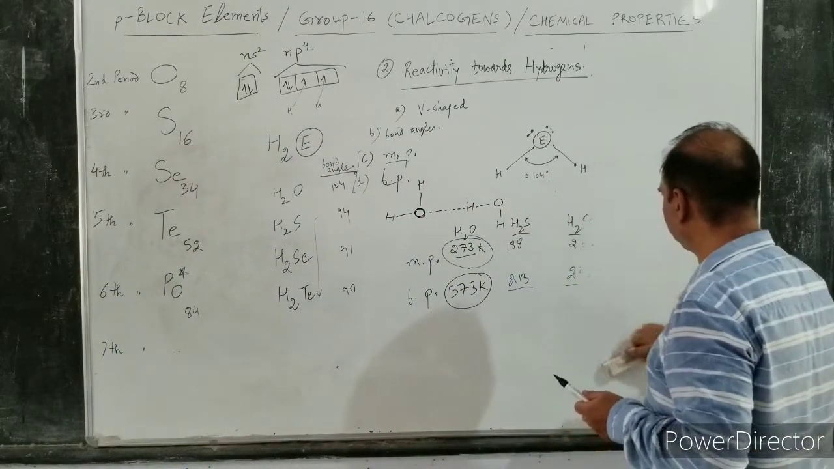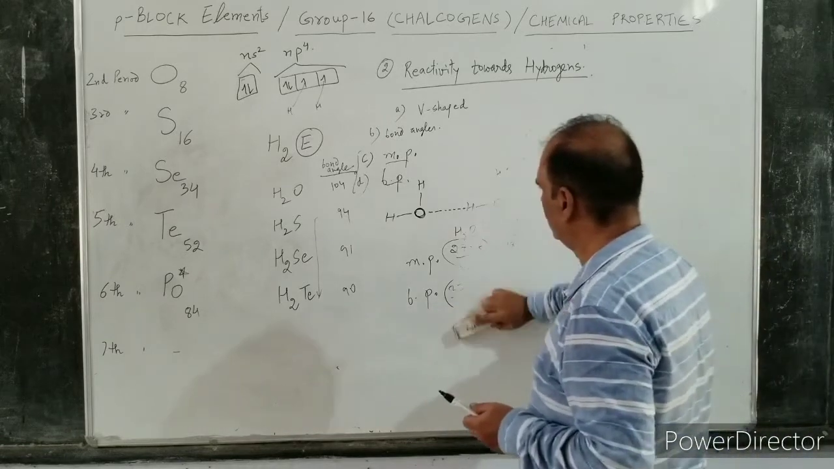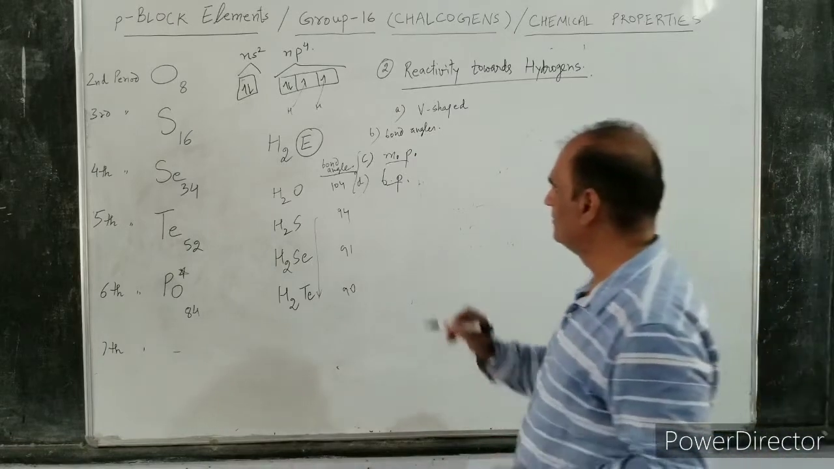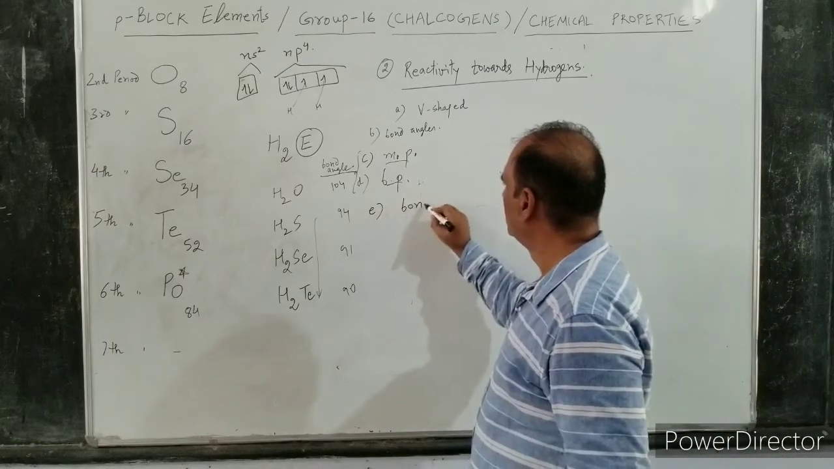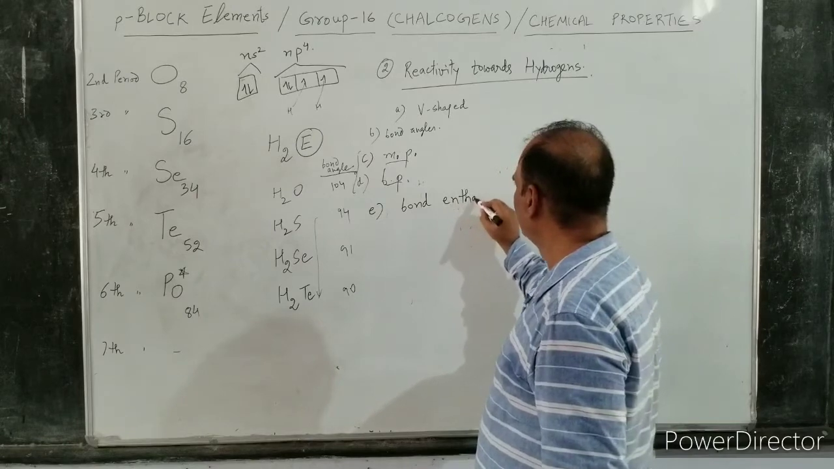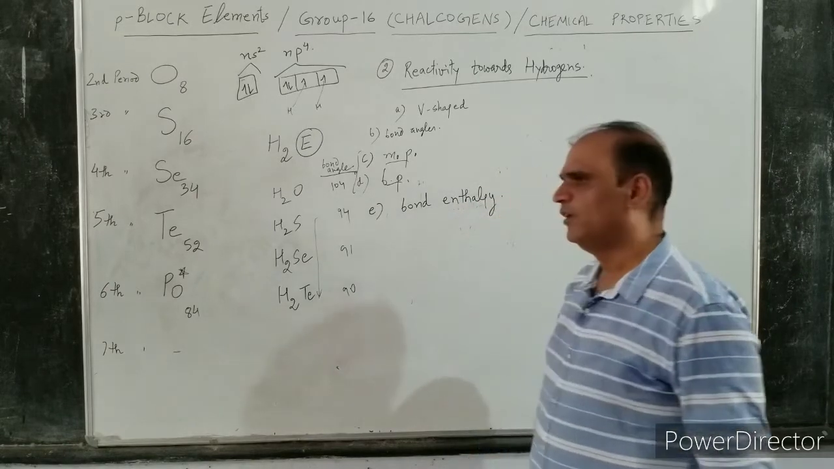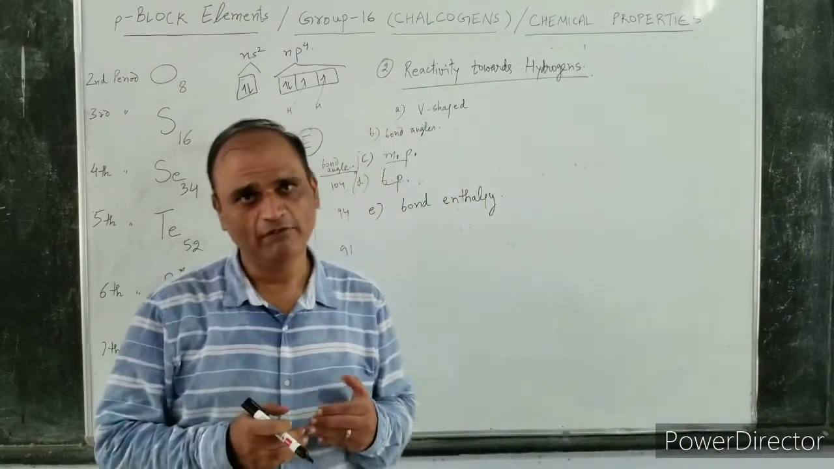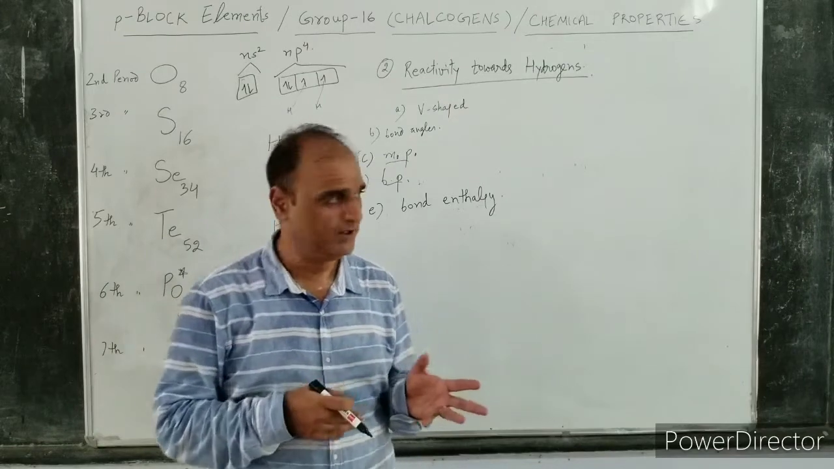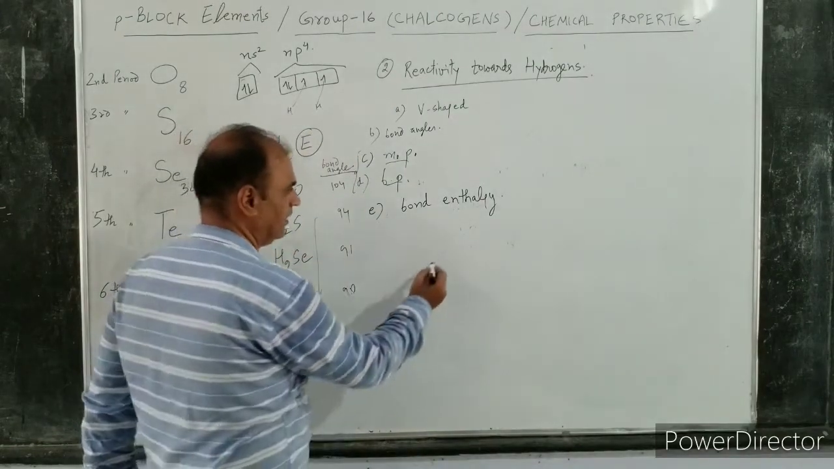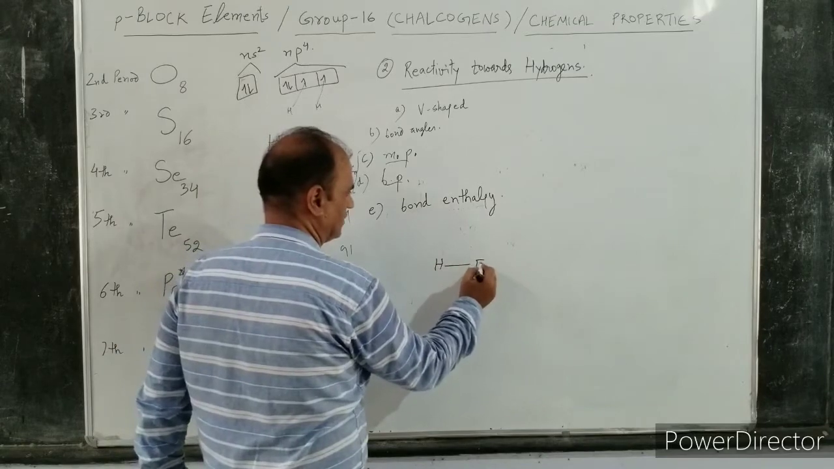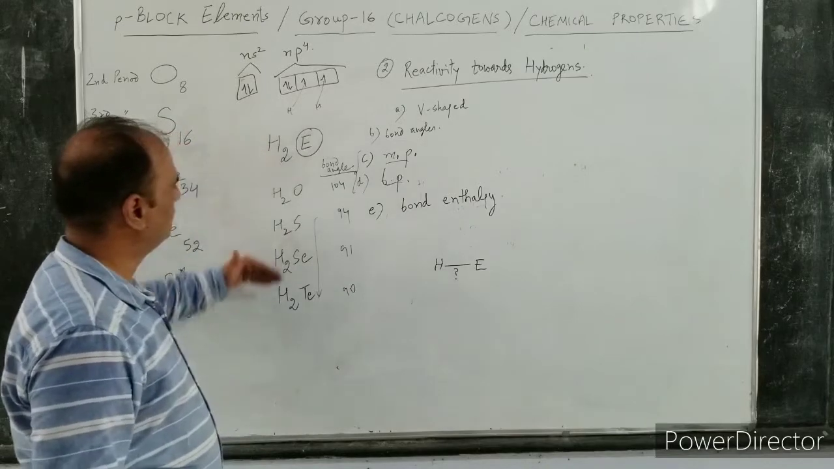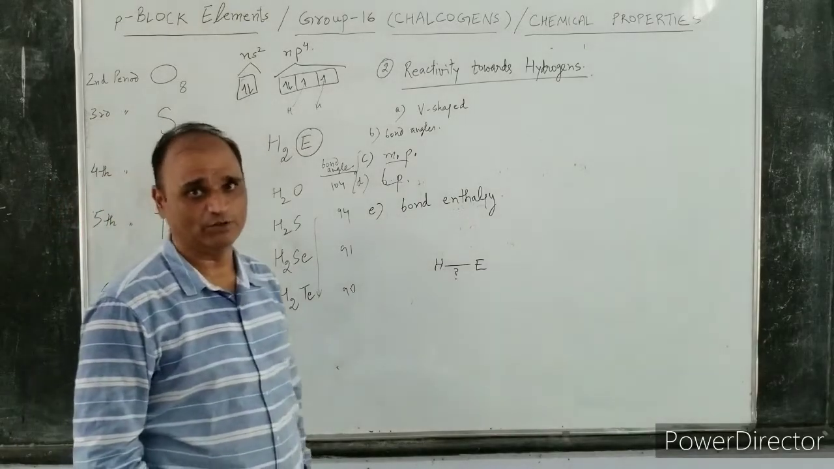Now next is about their bond enthalpies. Bond enthalpy means the enthalpy change taking place when a bond is formed. You can also call it bond dissociation enthalpy, when we break a bond. So this bond enthalpy, the enthalpy of the H-E bond, goes on decreasing down the group.